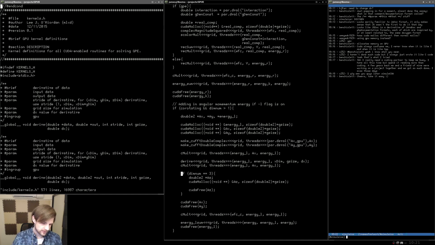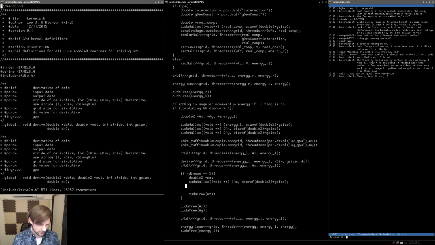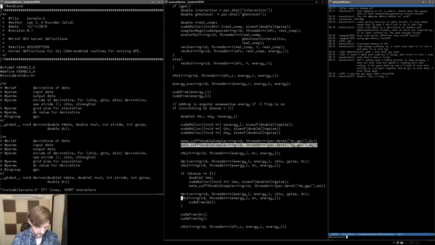And then the next bit we're going to do is double 2 malloc AZ, CUDA malloc here. And I'm just going to do the same thing I did before with the make QFFT double complex, and put it down here. Oh, that's so close. Okay, so we're going to do Z, and AZ GPU. So now we have that. We're just going to derive along Z. So let's go ahead and yank and paste it down here.